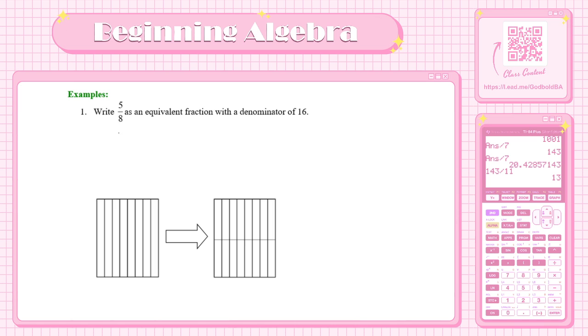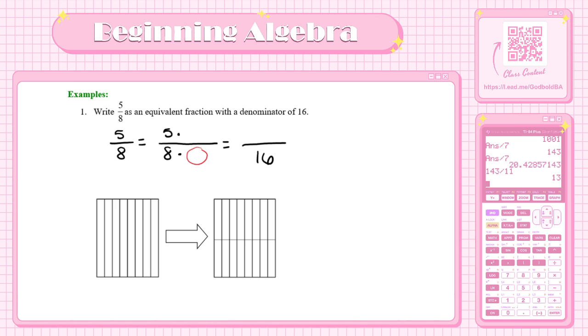So if we want to write 5 over 8, or 5/8, as a fraction with a denominator of 16, I'm going to need to multiply 5 over 8 by something over something, and that something needs to be the same thing. So let's figure out first, what does 8 need to be multiplied by to get to 16? 2, right?